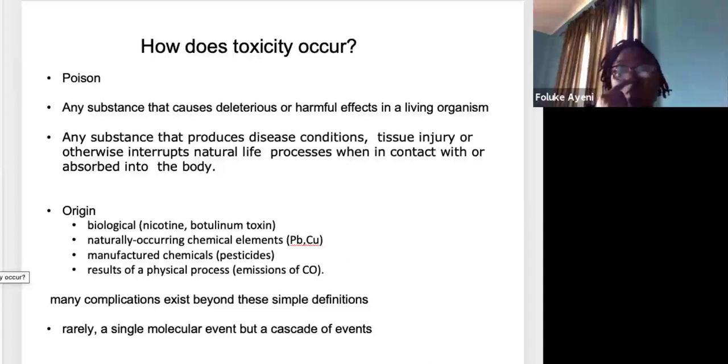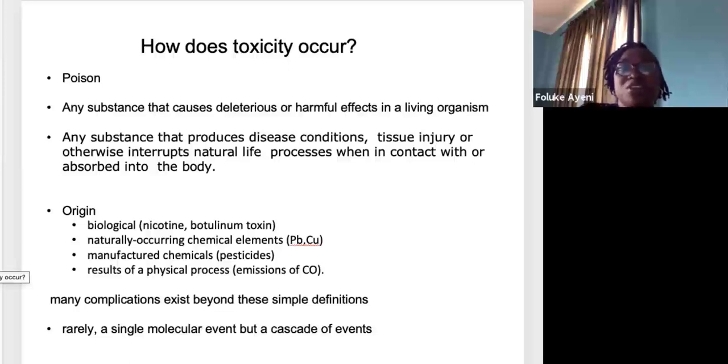So a poison could also be a naturally occurring chemical, like lead or copper, which are in their own rights useful elements, but they could be harmful in some certain situations. It could be a manufactured chemical that has been put together, maybe in the lab, for use in some areas, and then in some other areas, they become toxic.